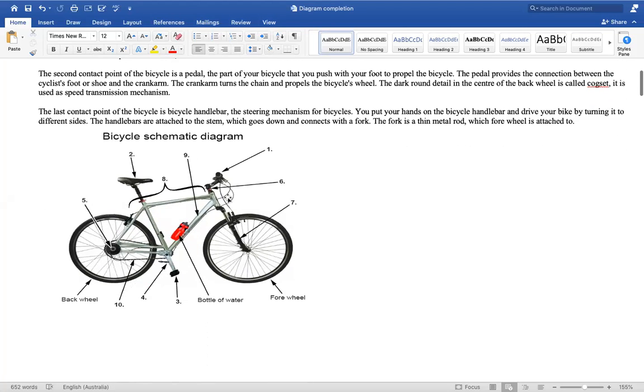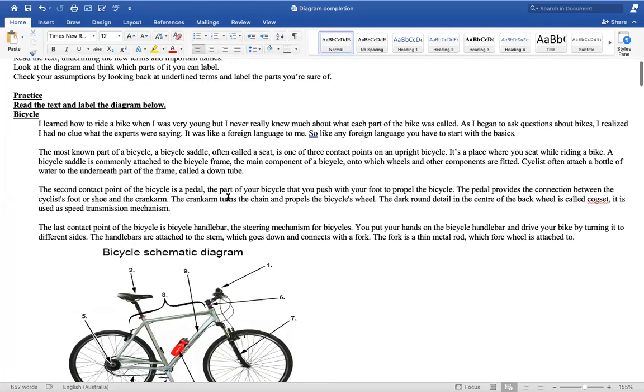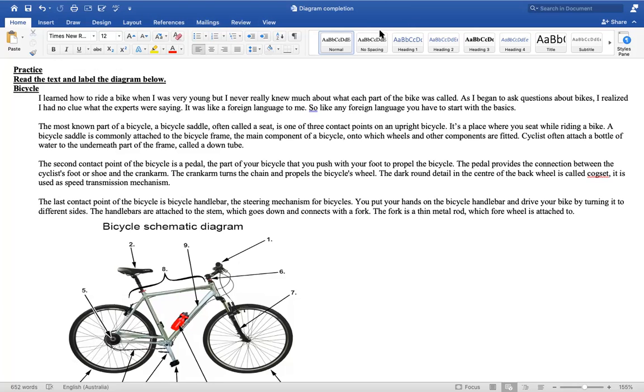Okay, what's the first one, Abhishek? Bicycle handlebar. Okay. Before that, you tell me, where did you locate your answer? In this paragraph. Second paragraph? No, the last paragraph, first line. The most known part of a bicycle is a bicycle saddle. That's the second answer. Handlebar is in the last paragraph. Handlebar, first line.